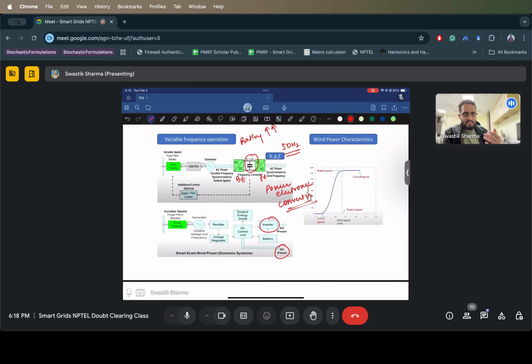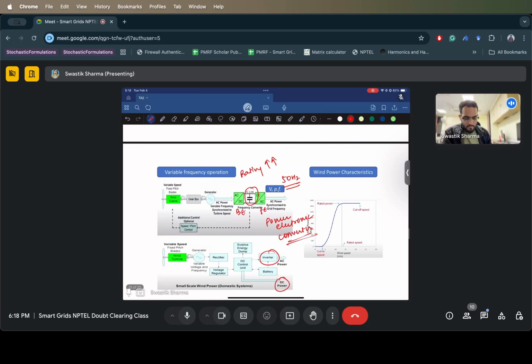But for a large scale wind power system, the rating of the power electronic converters increases many folds, and the cost also increases many folds. But you get the advantage that you can achieve variable speed operation. I'll write it over here. So this is the advantage and cost is your disadvantage, right?